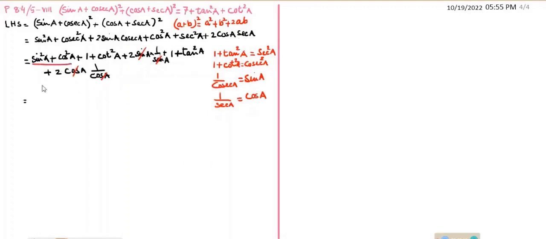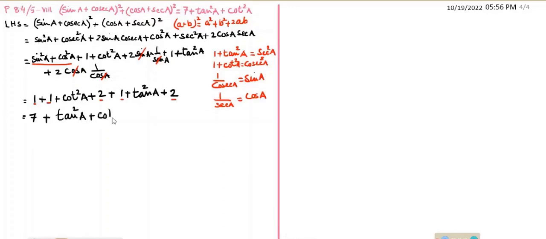So we know that sin square A plus cos square A is equal to 1, then cot square A, then 2, then 1, then tan square A, then 2 again. Summing all the numbers of the expression, we get 7 plus tan square A plus cot square A.